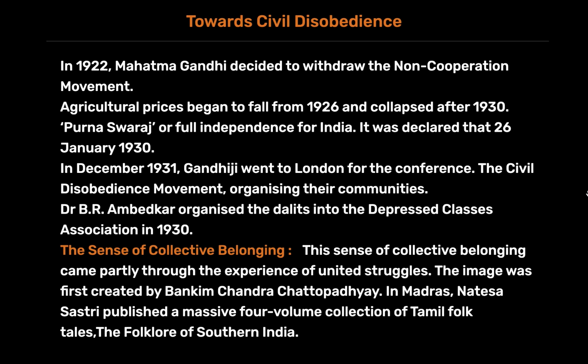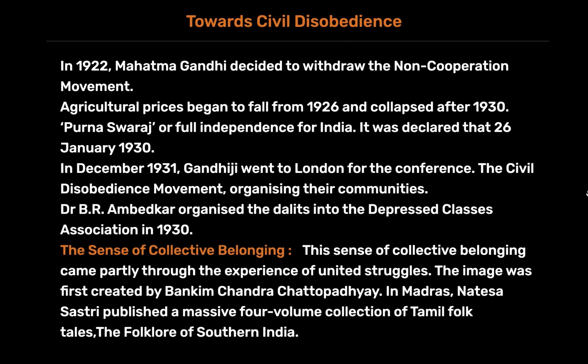Agricultural prices began to fall from 1926 and collapsed after 1930. The Simon Commission arrived in India in 1928. Purna Swaraj or full independence for India. It was declared on the 26th of January 1930.